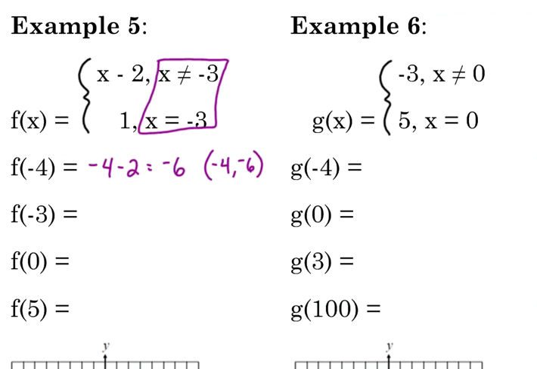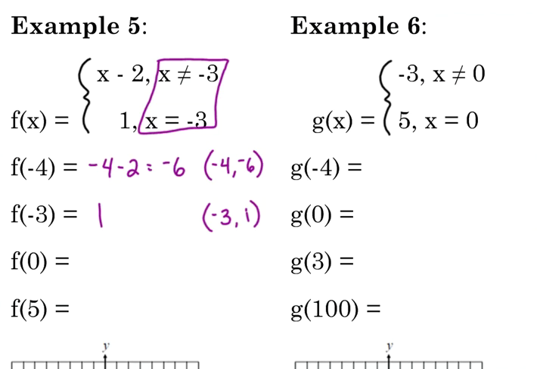F of -3, -3 is equal to -3. Now this is a little bit different. Sometimes you'll be faced with this with a piecewise function. There's no x. There's nothing to truly plug into. It's just when x equals -3, the value is 1. There's no plugging in, there's no question, it is what it is. So that gives us that point, -3, +1.